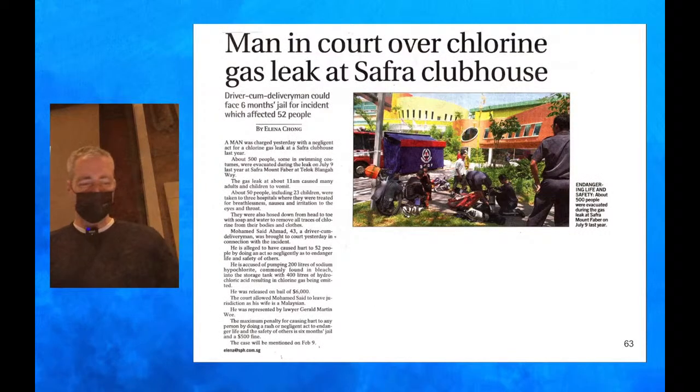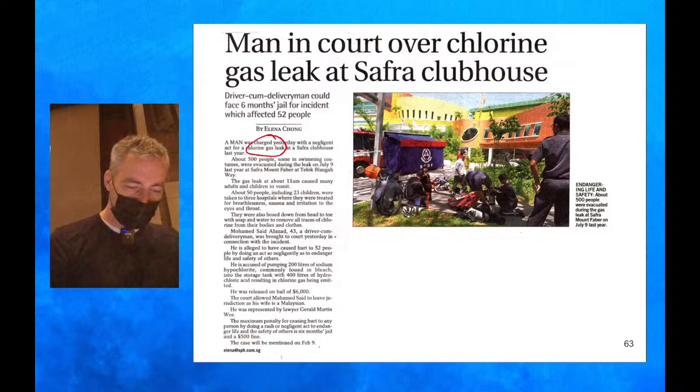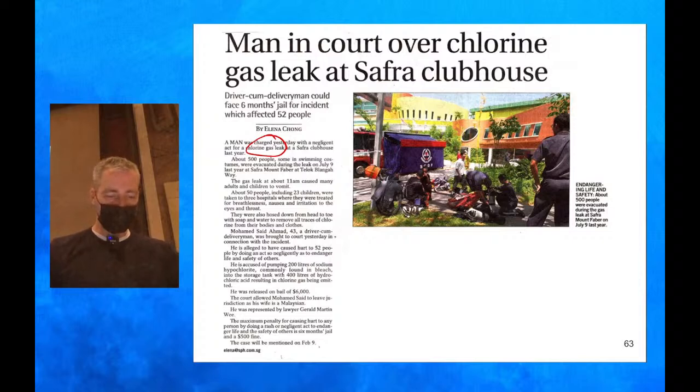Chlorine itself, though, is dangerous enough. This was a story about a clubhouse. It was sort of like a gym, spa type thing. Like it had a pool, sauna, hot tubs, this kind of stuff. And there was a leak of chlorine gas. So 50 people, including 23 children, were taken to three hospitals, treated for breathlessness, nausea, and irritation to the eyes and throat.